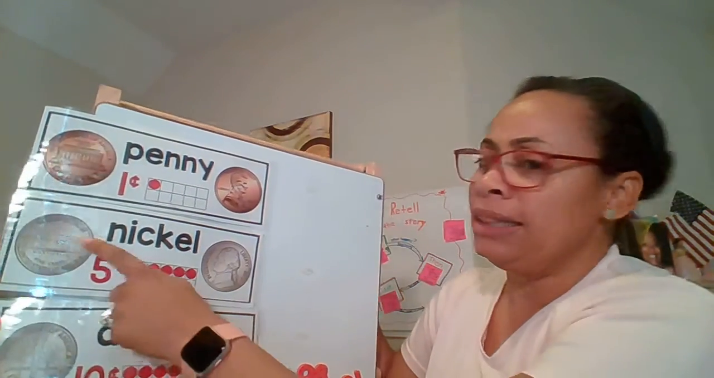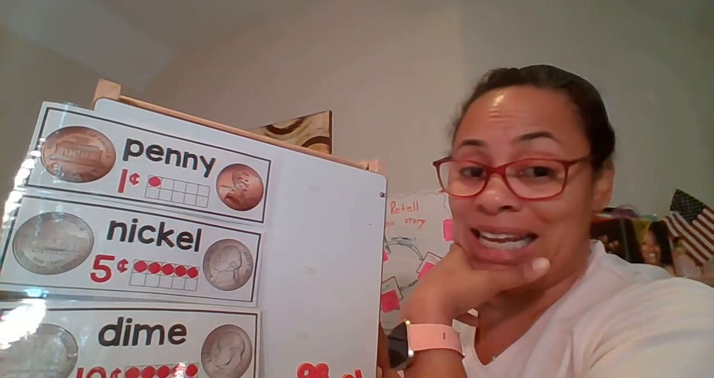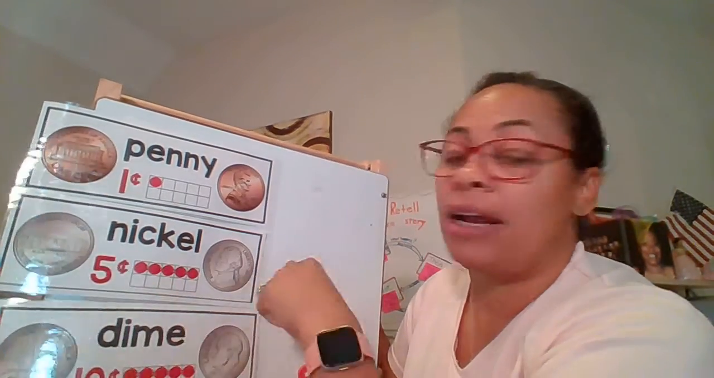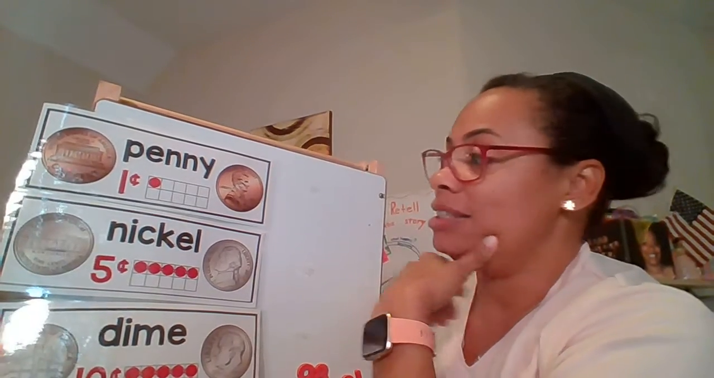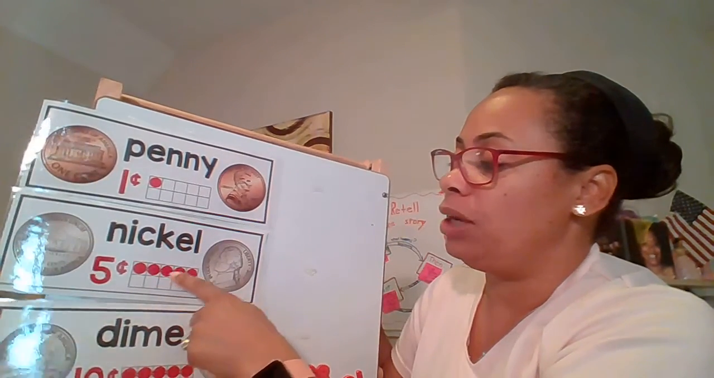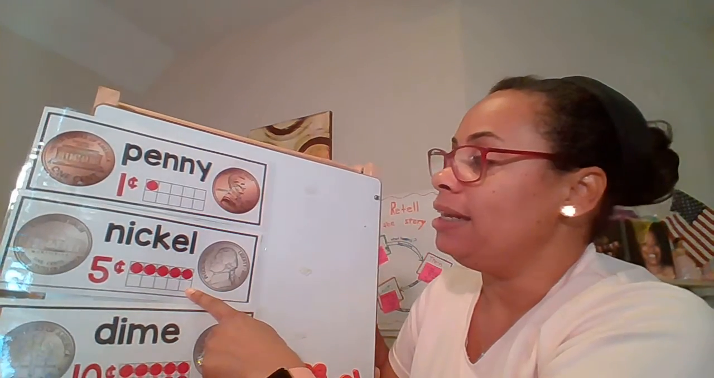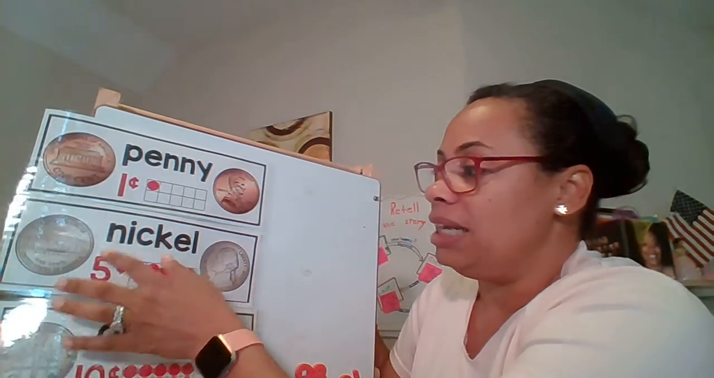1 unit. Then here's a picture of the nickel. The nickel is a little bit larger than the penny in size and in value. The nickel is worth 5 cents. 1, 2, 3, 4, 5 units on our 10 frame. And it would be the same as if I had 5 pennies in my hand or 1 nickel. It would be the same because a nickel is worth 5 of those pennies. 5 cents, penny is 1 cent.